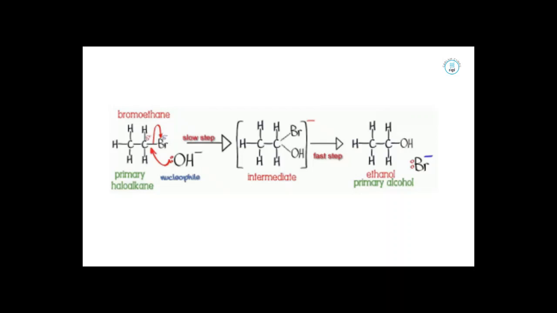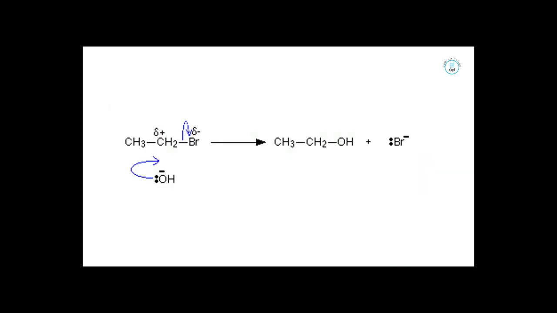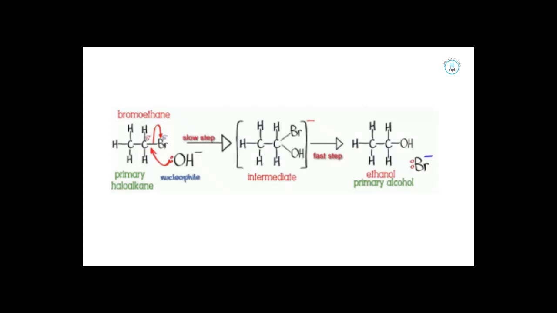You can see here that the reaction actually occurs in 2 steps, not 1 step. The first step involves the hydroxide ion attacking this carbon and forming this intermediate where you've got 5 bonds around the carbon. That's going to be difficult. This is called the slow step, but there's a better term the exam board use. They call it the rate determining step, or RDS.